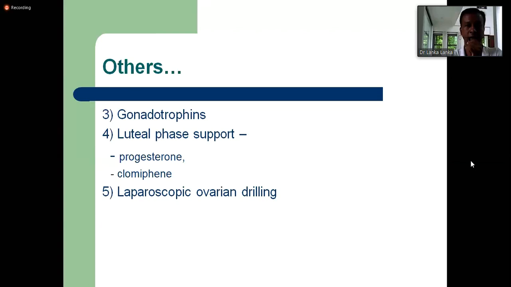Then ovarian drilling. So you know that in polycystic ovarian disease, they can have a lot of small follicles in the ovary. So these are toxic to gametes. So in laparoscopic ovarian drilling, what you are doing is putting some holes in these small follicles and releasing their content. So in a later subsequent cycle, there is a chance to have more good quality ovum, and ovulation chance is higher with laparoscopic ovarian drilling.